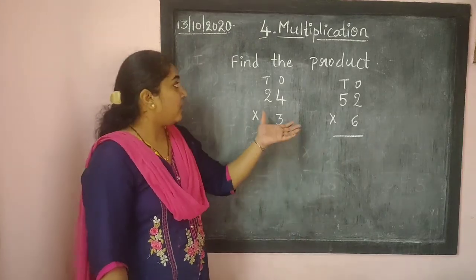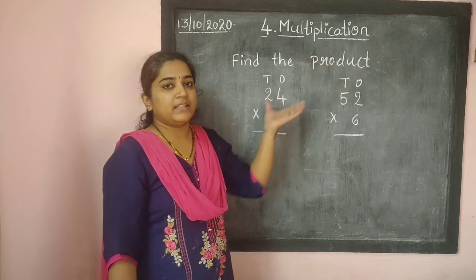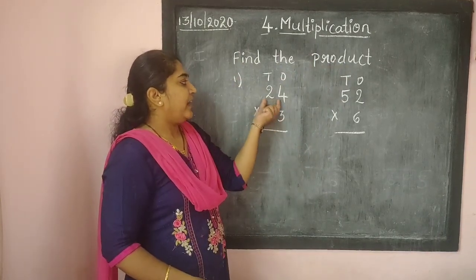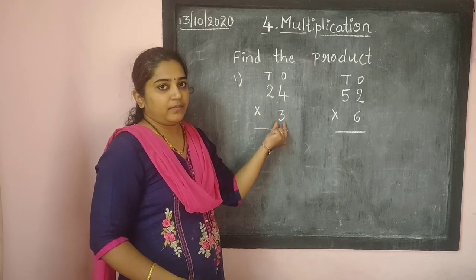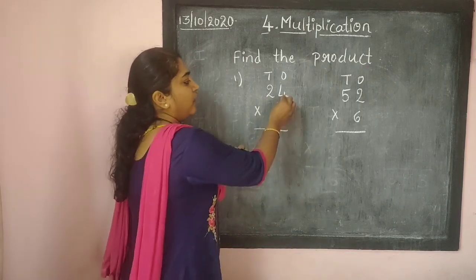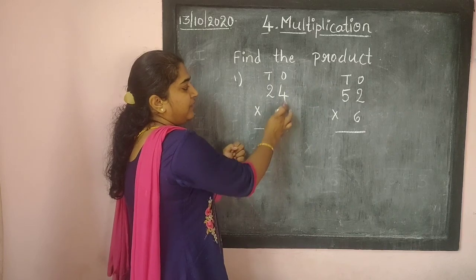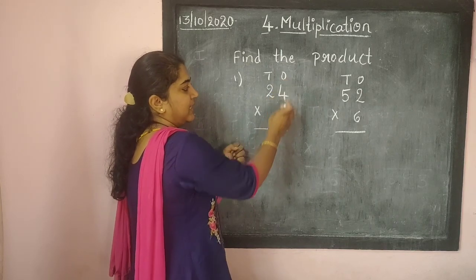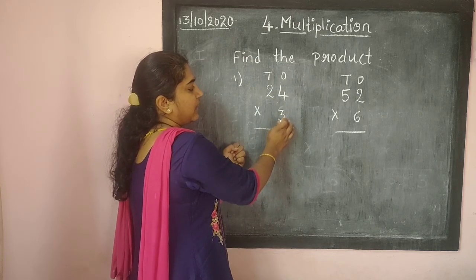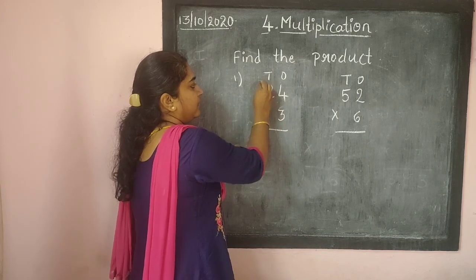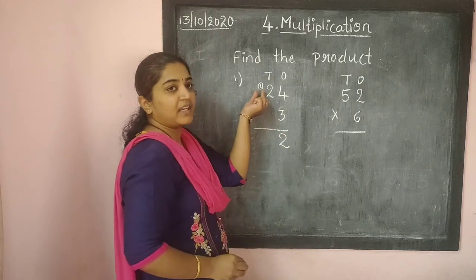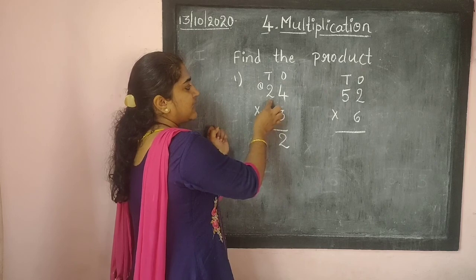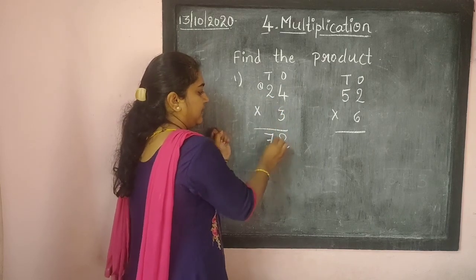So the next is what? We have to find the product of the following. This is the first one now. 24 into 3. See here, 3 4s are 12. First, this 3 should be multiplied with the ones place. 3 4s are 12. 1 we have taken as carry. So 3 2s are 6, plus 1, 7.